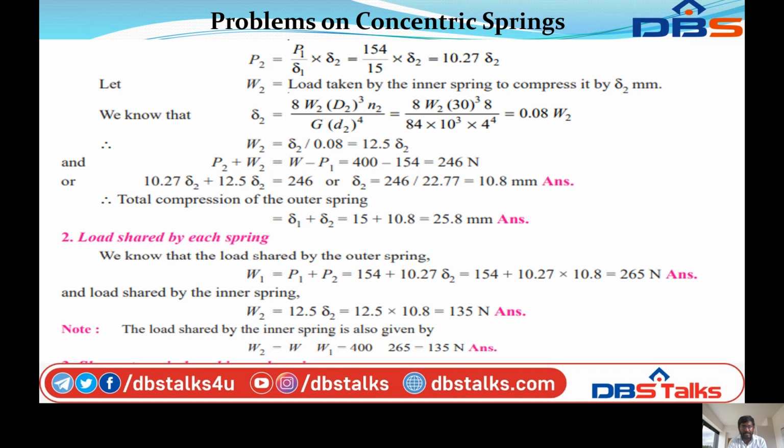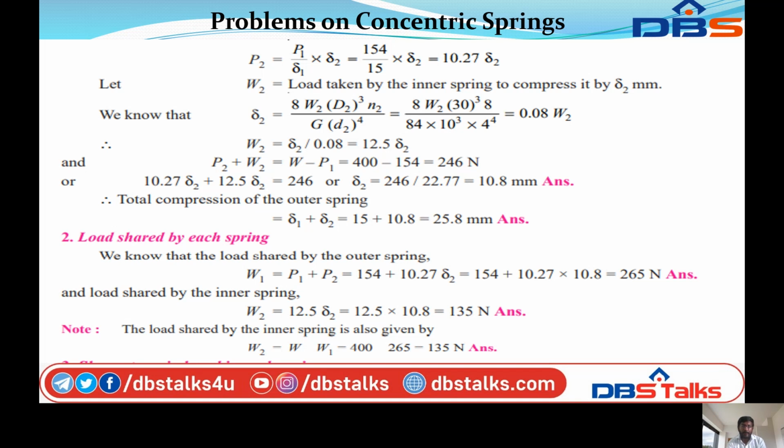Now P2 plus W2 is equal to W minus P1, that is equal to 400 minus 154, that is equal to 246 Newtons, or 10.27 delta 2 plus 12.5 delta 2 is equal to 246, or delta 2 is equal to 246 divided by 22.77. So finally we get delta 2 is equal to 10.8 mm.